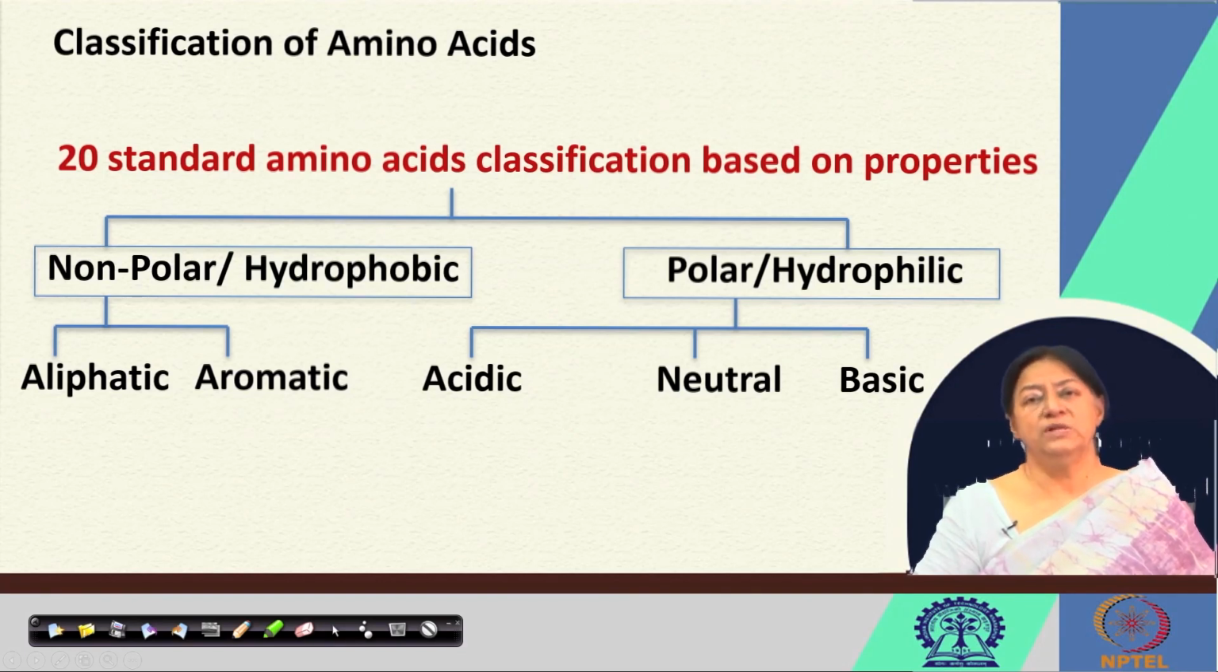Now the hydrophobic ones can be aliphatic, can be aromatic. The hydrophilic ones can be acidic, can be neutral, can be basic. And obviously, depending upon the type of properties that each of these amino acids have, we are going to see different types of interactions, different types of steric interactions and different types of, say, van der Waals, hydrophobic, electrostatic interactions or hydrogen bonding, which is extremely important in proteins.